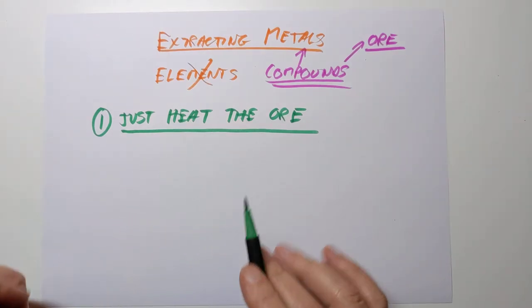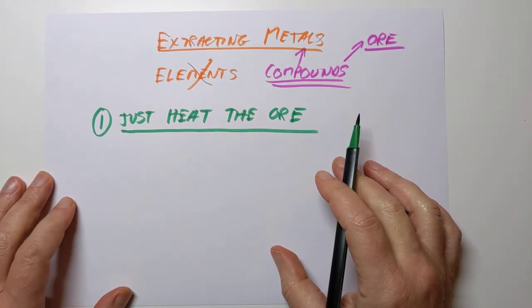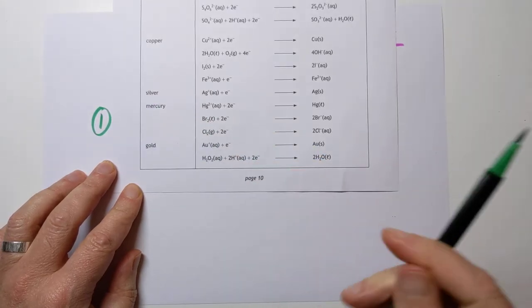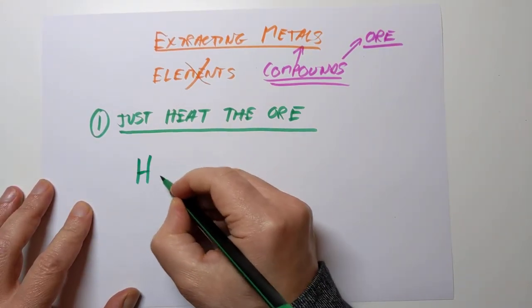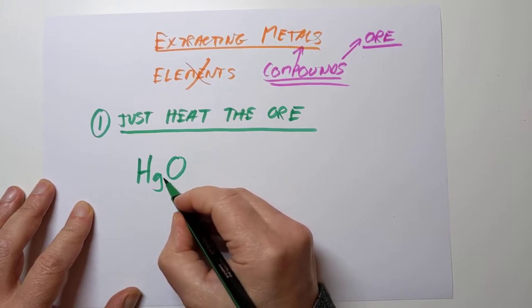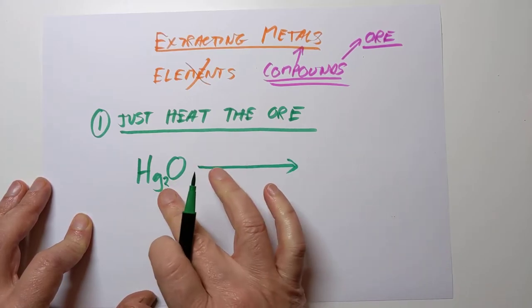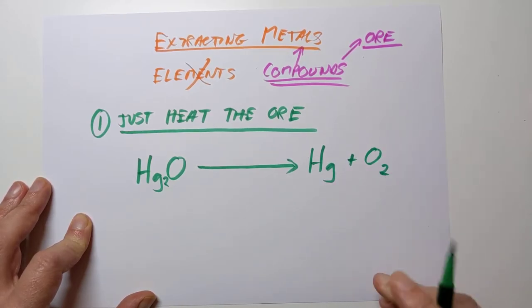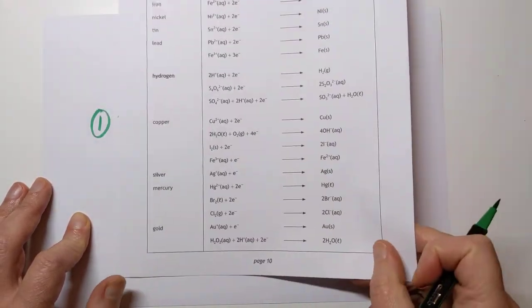Number one, just heat the ore. Now, this only works for the lowest reactivity metals. So if we have a look at our list here, I did say the lowest ones were at the bottom. So we have gold, mercury, and silver. What the SQA are saying is if you have, for example, mercury oxide, which is HgO, I think Hg2O, if I remember correctly, tends to be mercury 1 oxide. If you simply heat that up, don't react it with anything else, just heat it up, it falls apart, and you make mercury element and oxygen gas. So that is true for metals up to and stopping at silver.